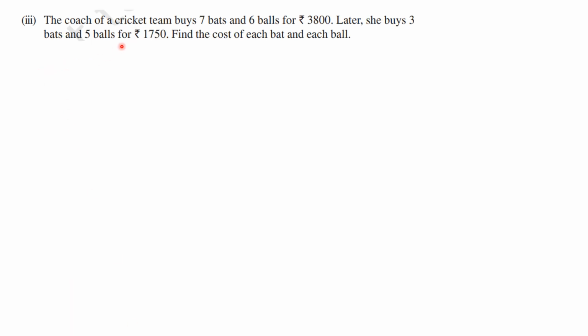The third question: the coach of a cricket team buys 7 bats and 6 balls for 3,800 rupees. Later she buys 3 bats and 5 balls for 1,750 rupees. You have to find the cost of each bat and each ball.